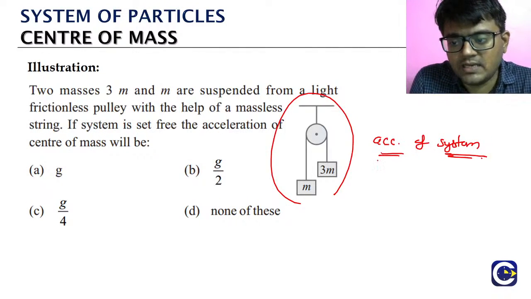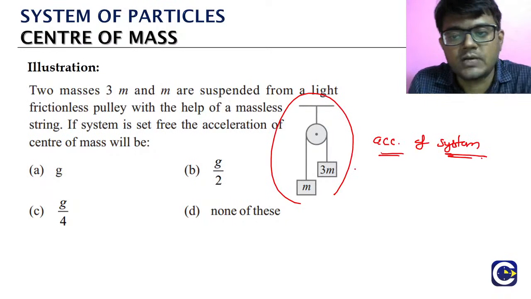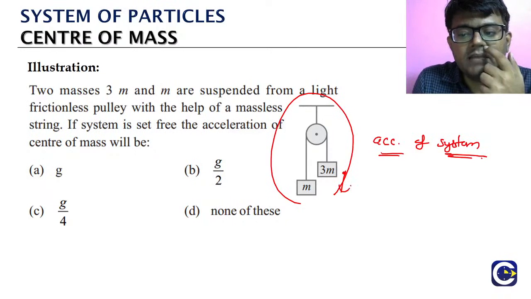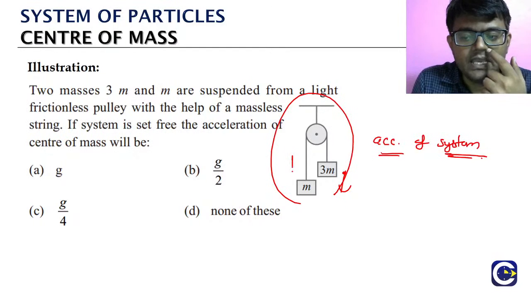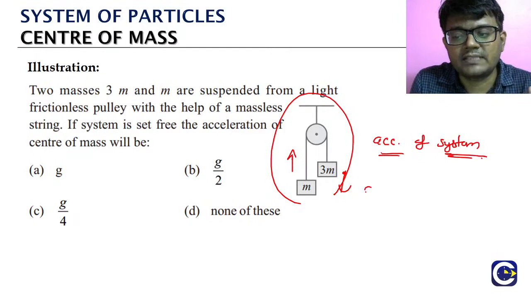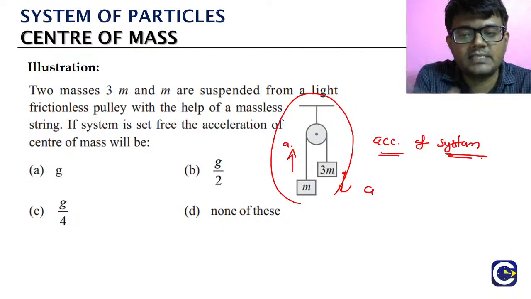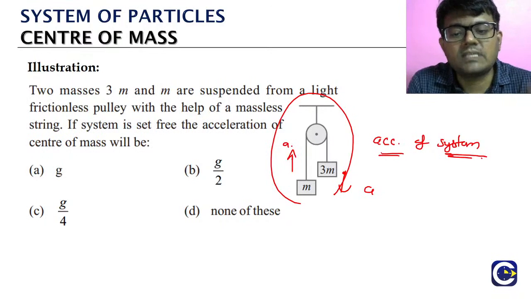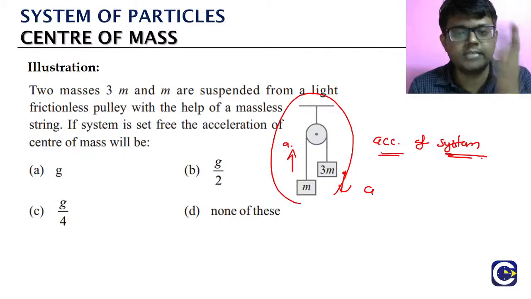Acceleration of the system, I think we discussed this in the Newton's laws chapter. The 3m mass will go down with some acceleration, m will go up with the same amount of acceleration, and that common acceleration is what we call the acceleration of the system. So that is what they also said.